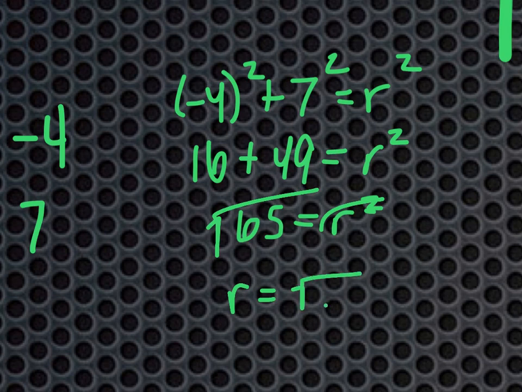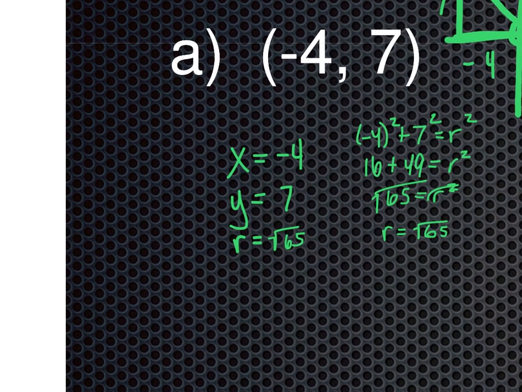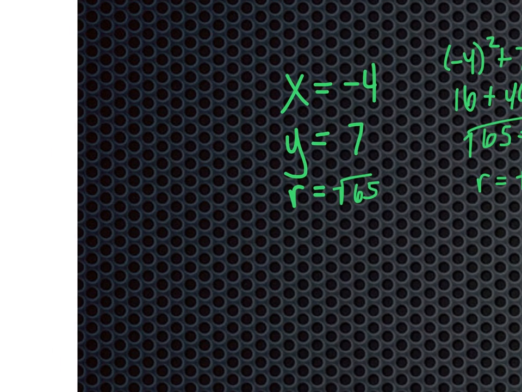Can I break down square root 65? No. So you leave it, guys. You don't give me the decimal equivalent. You say that r is the square root of 65. So when you do your 6 trig functions, you're going to end up with a radical in the denominator. What do we do with that? You got to rationalize it. So you're going to find the 6 trig functions.